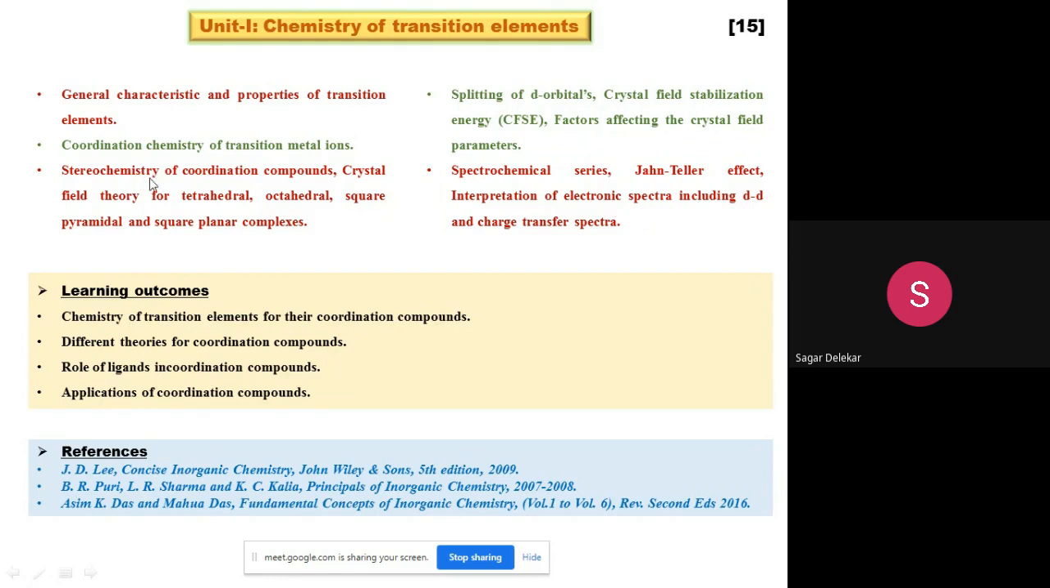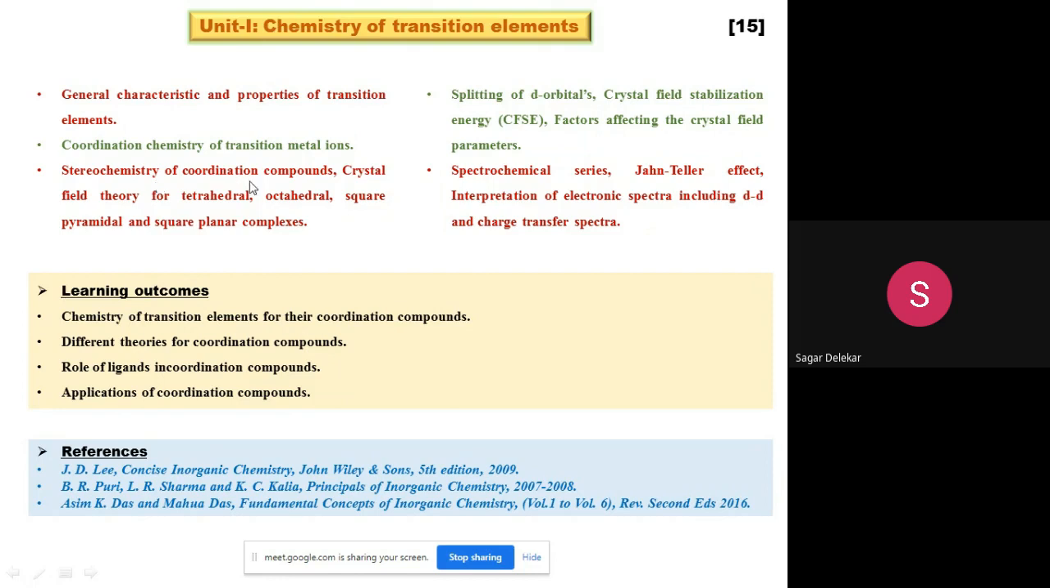Then, in stereochemistry of the coordination compounds, you want to cover two important types of isomerism. One is geometrical and another is optical isomerism. Geometrical isomerism is also called cis-trans isomerism. The position of the ligands with respect to each other reveals whether the isomer is cis or trans.